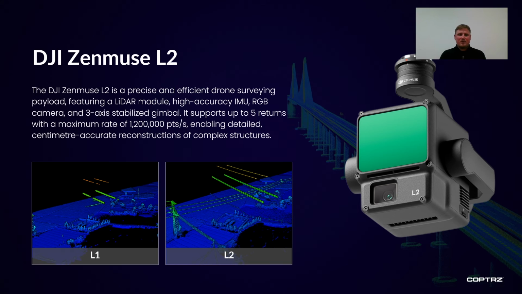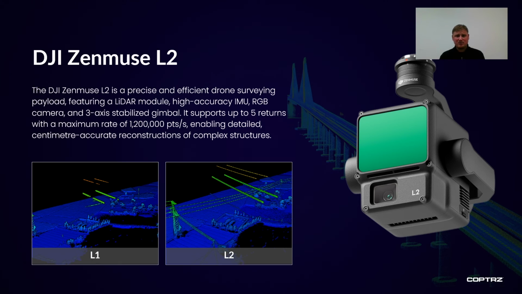Also, the point density is massively improved as well, and so is the return rate. You may remember from the L1, it was 3 returns, and on the L2, it's 5 returns. Now, why is that important? What does that mean for me on the ground if I'm going to conduct a survey? If you were flying over a heavily vegetated area, then with 5 returns you greatly improve your chances of getting through that vegetation to produce an accurate ground surface model.